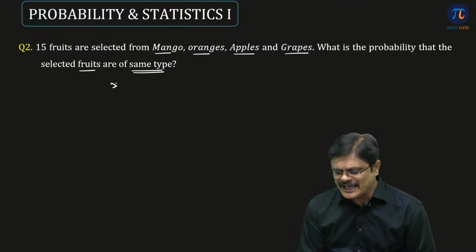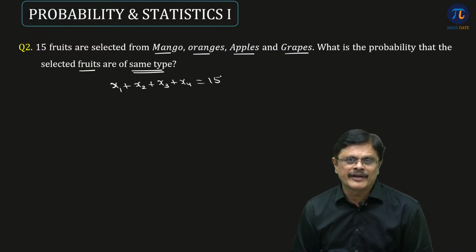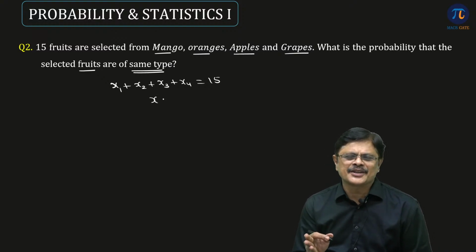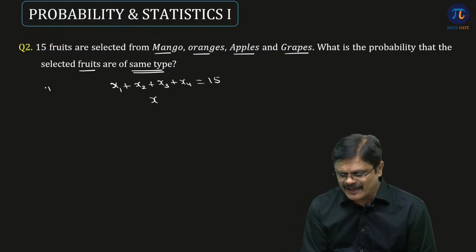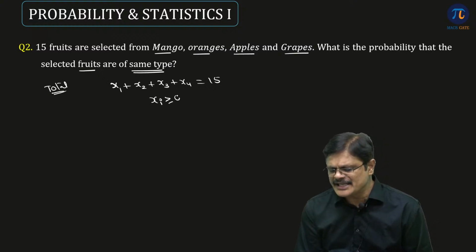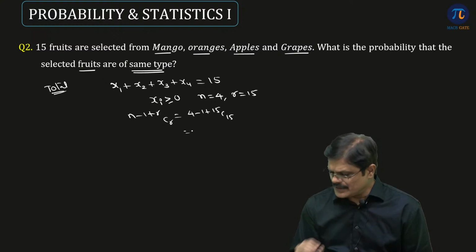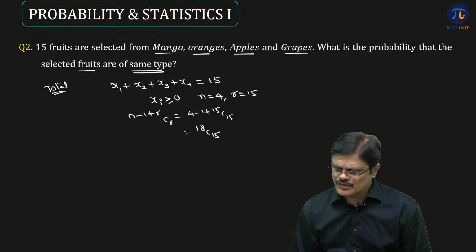So first, you can say x1 mangoes, x2 oranges, x3 apples and x4 grapes, where the sum should be equal to 15, because there is no condition mentioned that each object should be selected, because I am finding the total. When I am finding total possibilities, there is no restriction. So how many total possibilities are there, where each xi is greater than or equal to 0? In this case, what is the value of n? 4. What is the value of r? 15. So what is the answer here, sir? n minus 1 plus r c r. That is 4 minus 1 plus 15 c 15. That is 18c15.